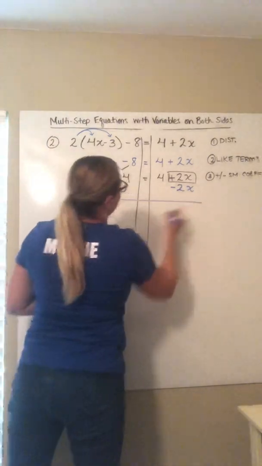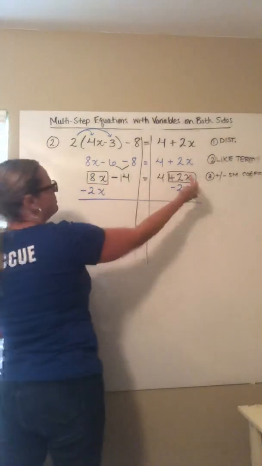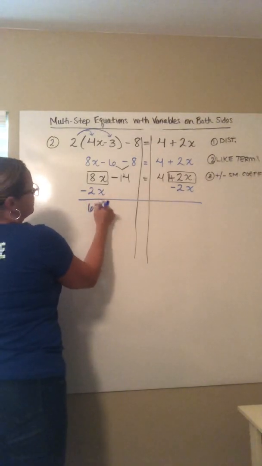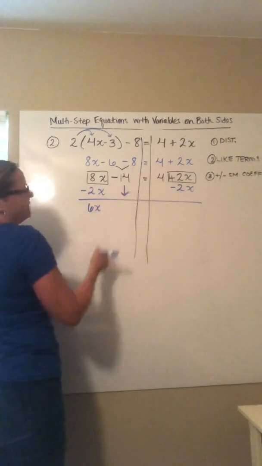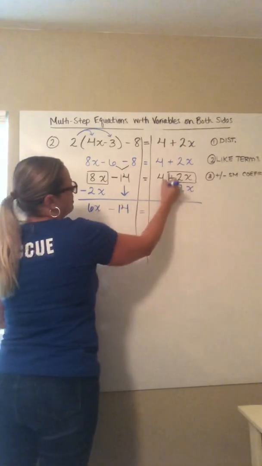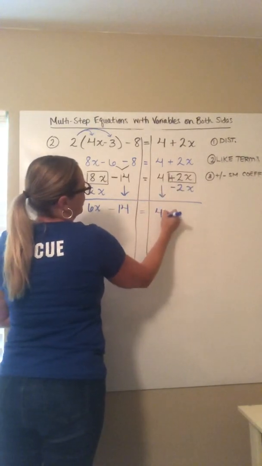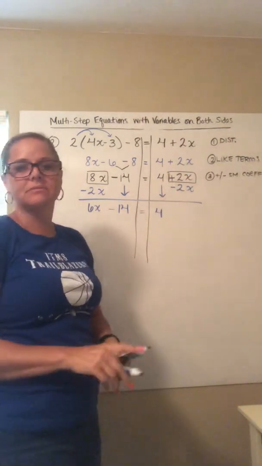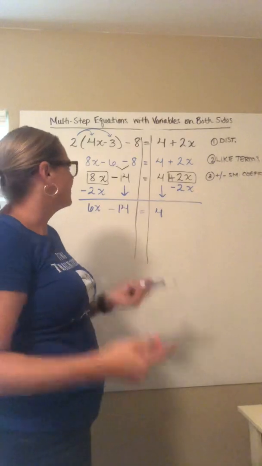All right, I'm going to draw my big equal sign and I'm going to work left to right. 8x minus 2x is 6x. I'm going to bring down that -14, bring down that equal sign, bring down that 4, and I have eliminated this variable on both sides, or on that side, so I don't need to bring it down.